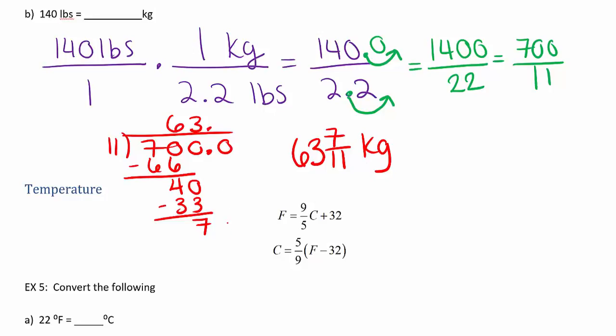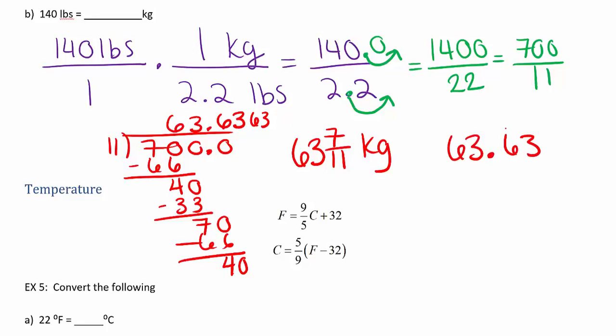You'd bring down the 0. And what's happening is the 63s are going to repeat themselves. So you could write this as 63.63, and you could put a bar over both the 6 and the 3 to indicate that those digits are repeating.